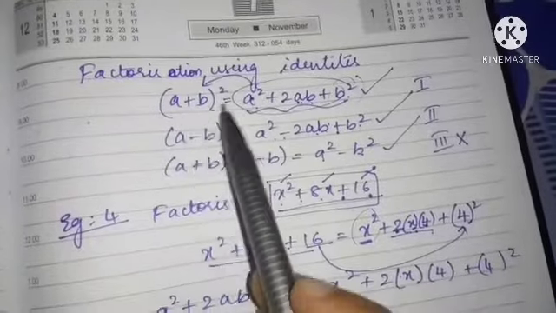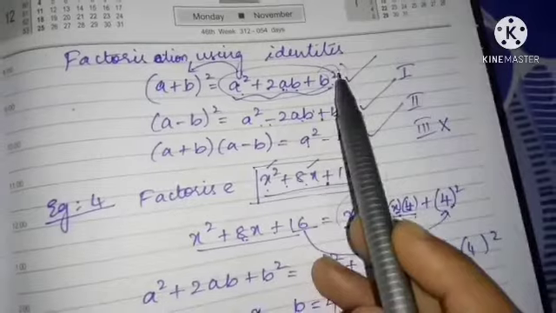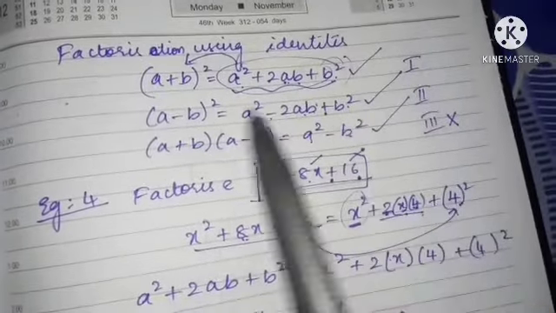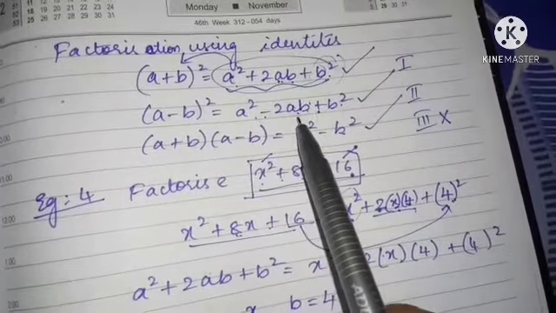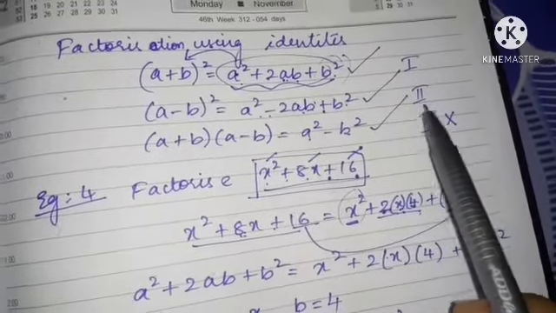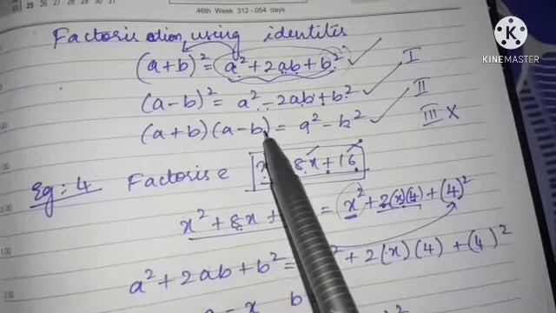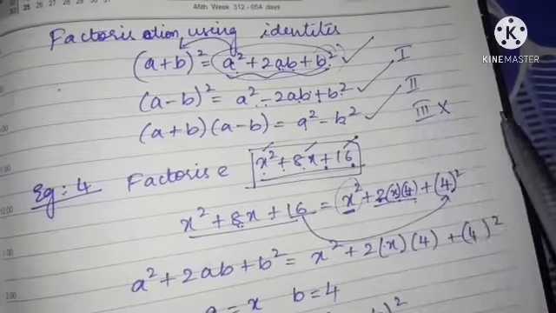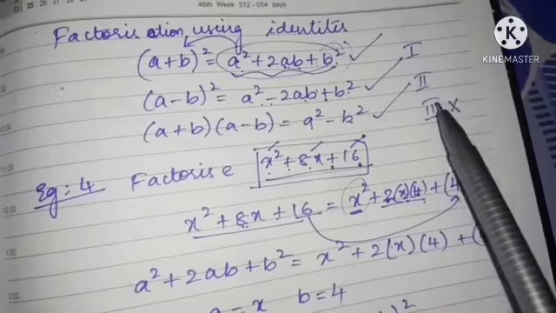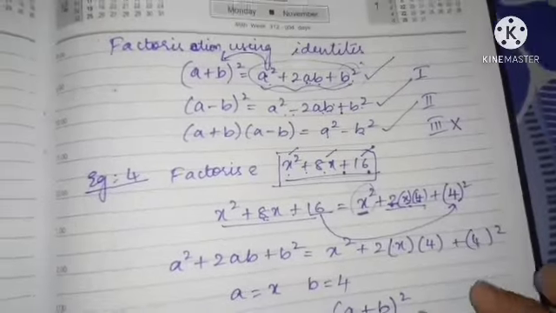So there will be three identities. (a plus b) the whole square is equal to a square plus 2ab plus b square is your first identity, and (a minus b) the whole square is equal to a square minus 2ab plus b square is your second identity. (a plus b) into (a minus b) is equal to a square minus b square. This is your third identity. Based upon these three identities, we have to factorize the given problems.